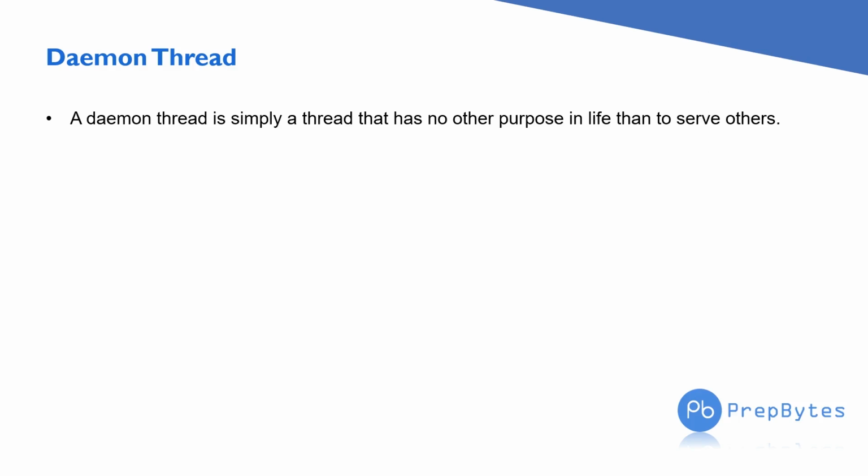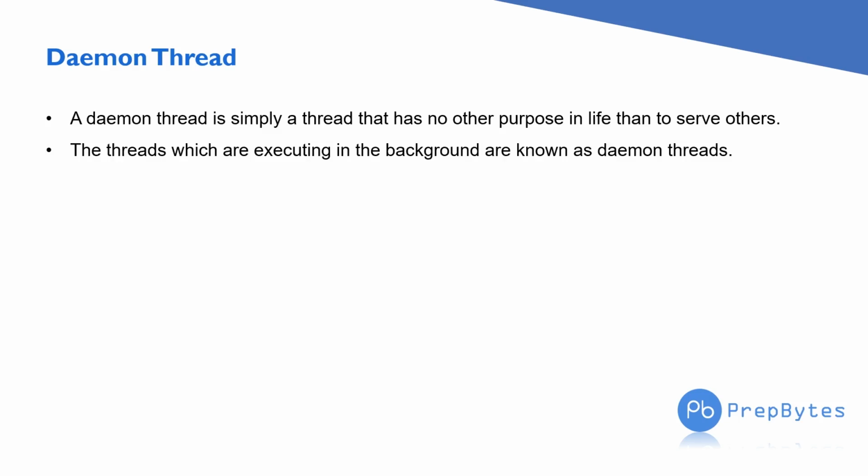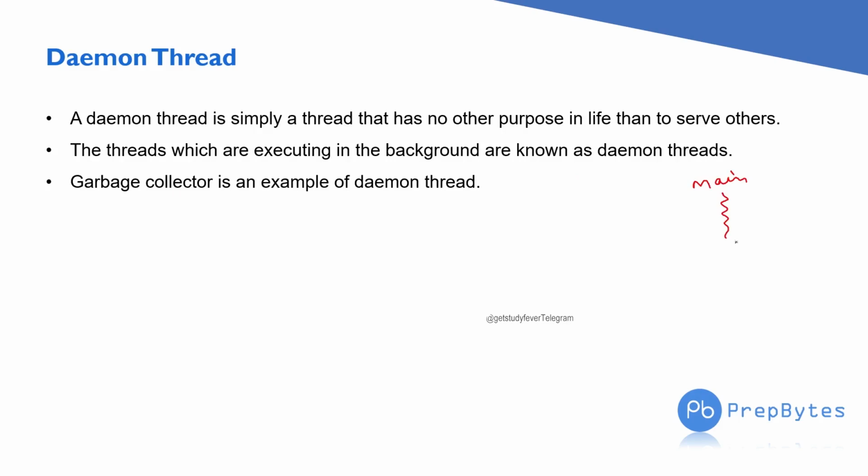A daemon thread is simply a thread that has no other purpose in life than to serve others. For example, we have the garbage collector. Threads which execute in the background are known as daemon threads. So the garbage collector is an example of a daemon thread. So whenever, for example, my main is working and memory is full.